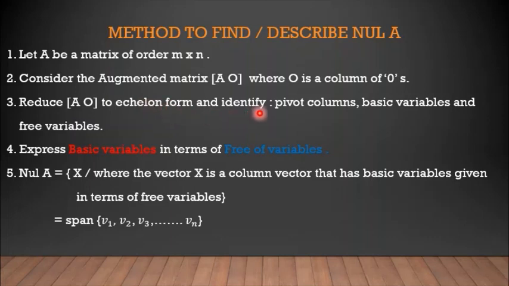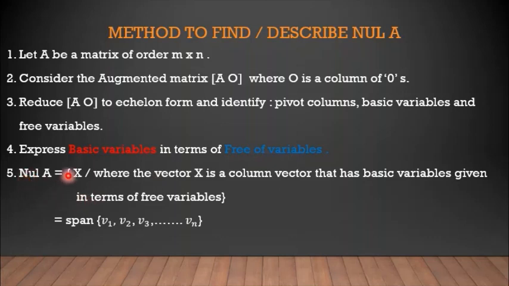And identify, what are the things you have to identify? Pivot columns, basic variables and free variables. So you have to identify all these three. Then after that, express basic variables in terms of free variables. Suppose you have 4 variables, among the 4 you may have some basic variables and some free variables. Then the basic variables, express them in terms of free variables.